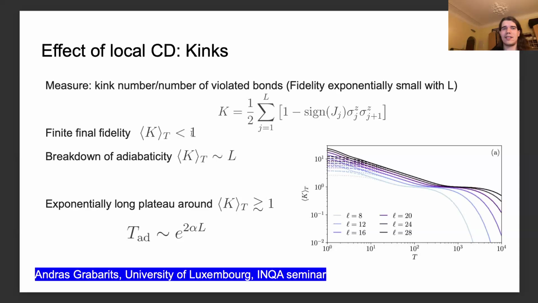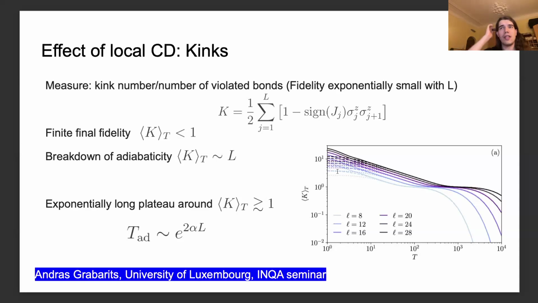That is when we have less than one kink, less than one violated bond. However, when we have an extensive kink number, proportional to the system size, that means a complete breakdown of adiabaticity. The numerical result is the following.